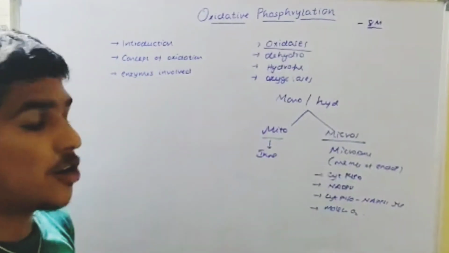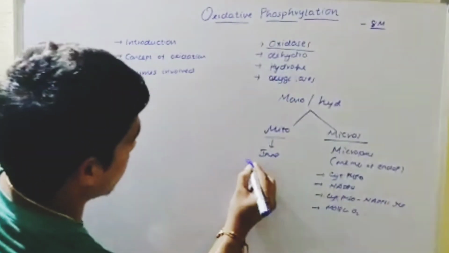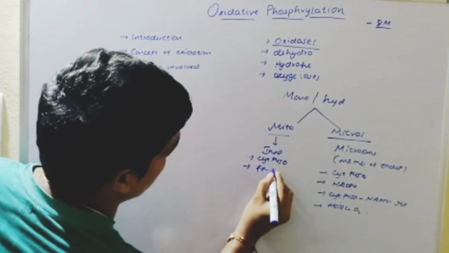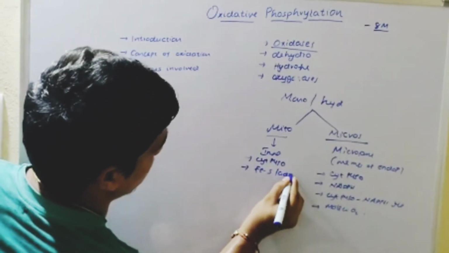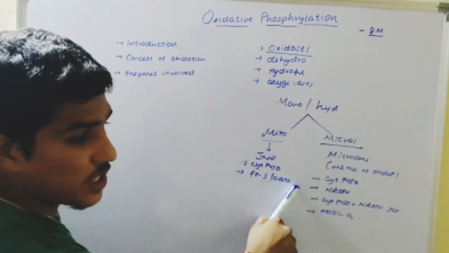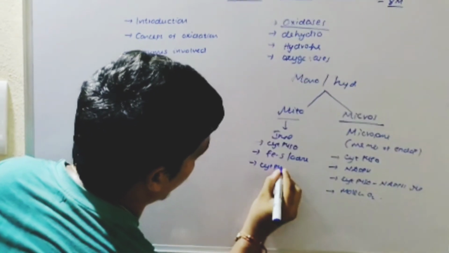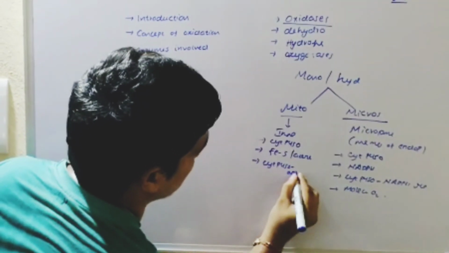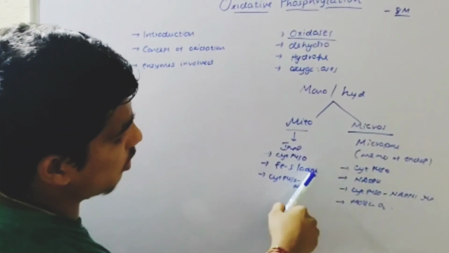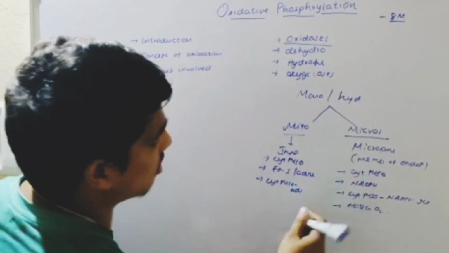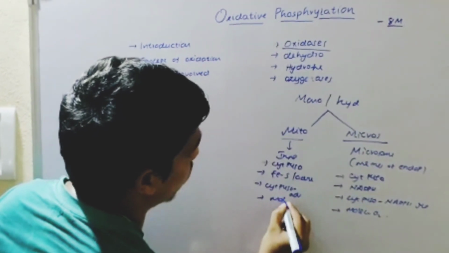And the mitochondrial hydroxylase system components are cytochrome P450, the iron sulfur protein, also known as adrenodoxin, and cytochrome P450 adrenodoxin reductase. Instead of NADPH, we see adrenodoxin here. So you also have cytochrome P450 adrenodoxin reductase and molecular O2.